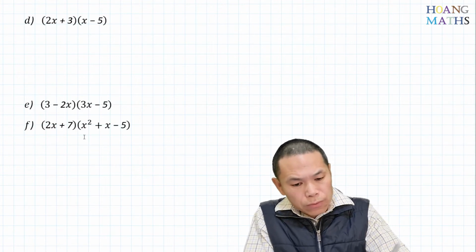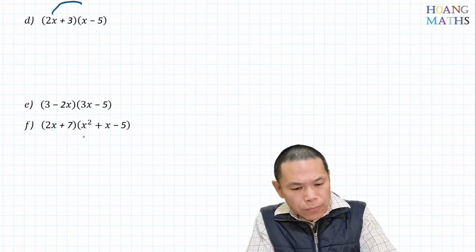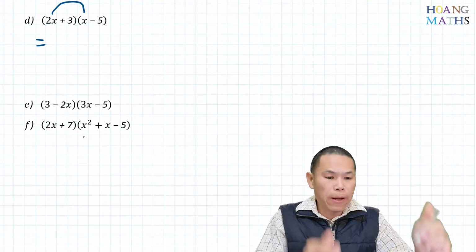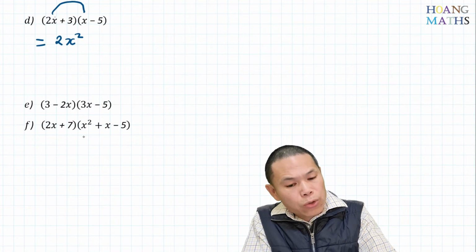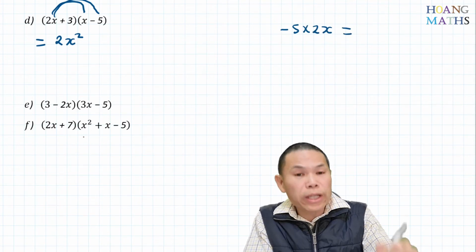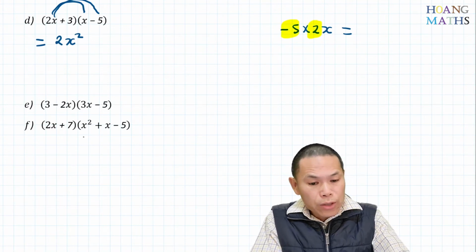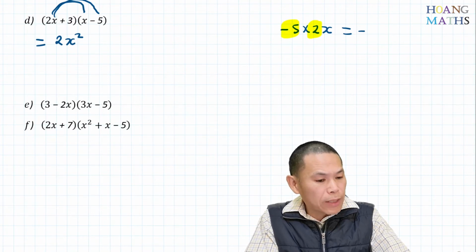So we just go 2x times x. So 2x times x is 2x squared. So I just write this down, 2x squared. And then we go 2x times negative 5. I just go the same as negative 5 times 2x. And we just go with numbers, which is times together. So negative 5 times 2. So negative and a positive, you get a negative answer. And 2 times 5 is 10. And then x, we just write this down.